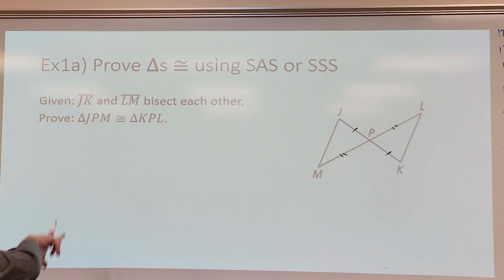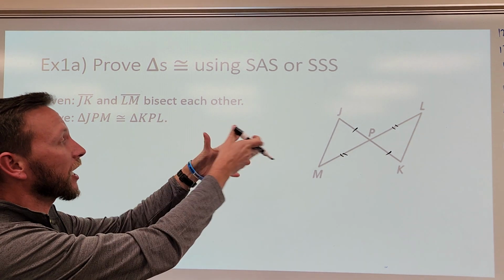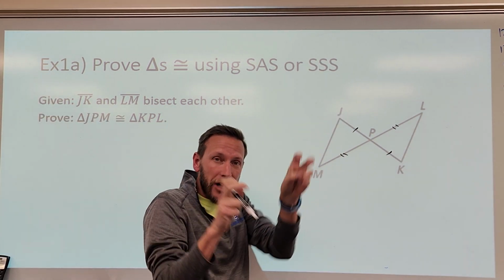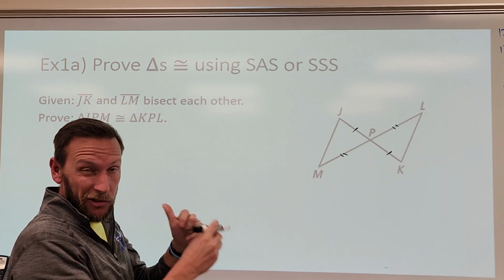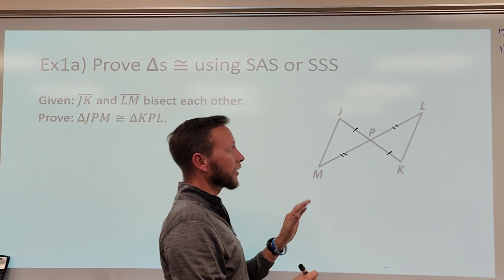Our job is to prove that these triangles are congruent, and we're going to do that not using side, side, side. There's not a third sides theorem, all right? Like there's a third angles theorem. There's not a third sides theorem, but we do have something, a freebie here.